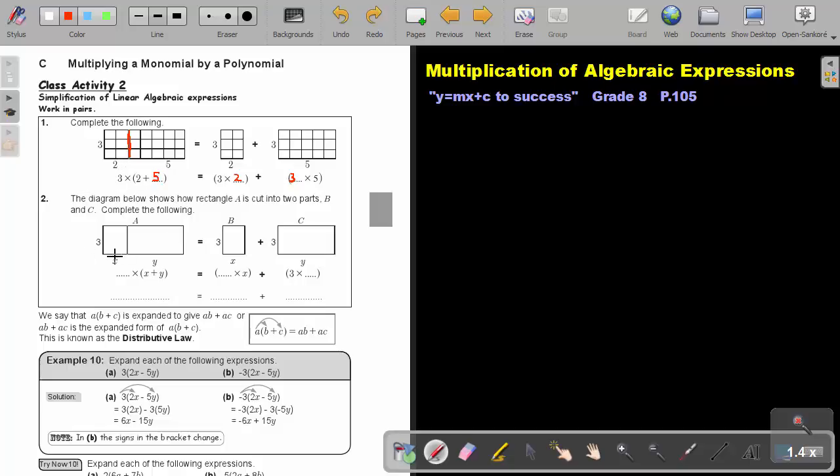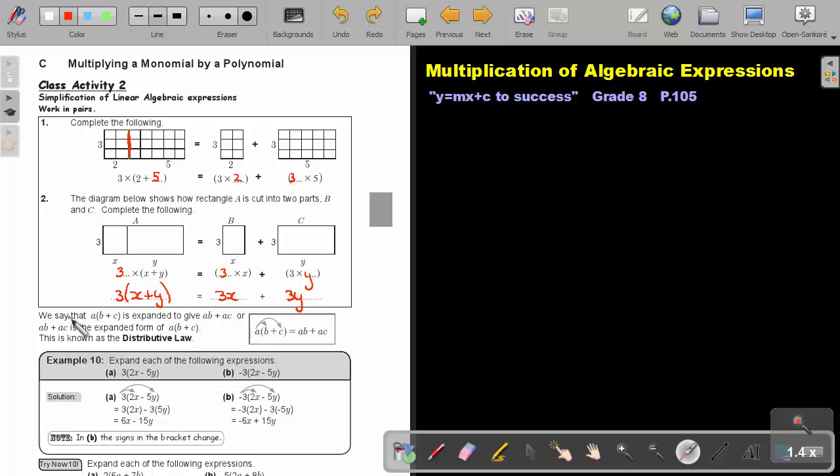Now, let's put in alphabet letters, variables. If I do exactly the same, and this is x plus y. Just remember, this is 3, and this is x plus y. I can break it up into 3 times x plus 3 times y. If I simplify this, it gives me 3x plus 3y.